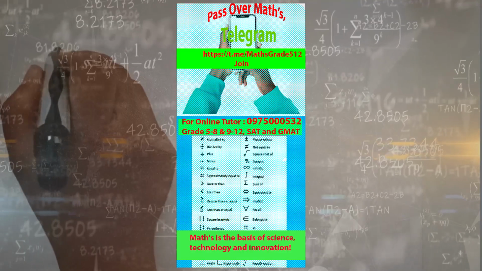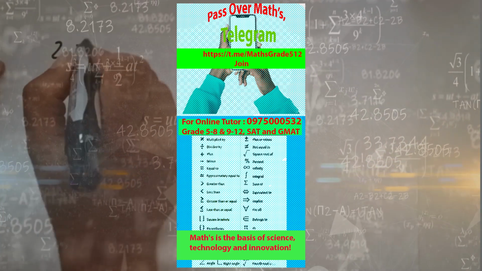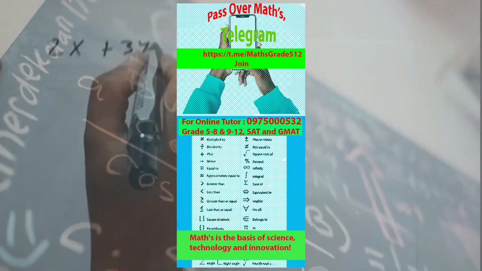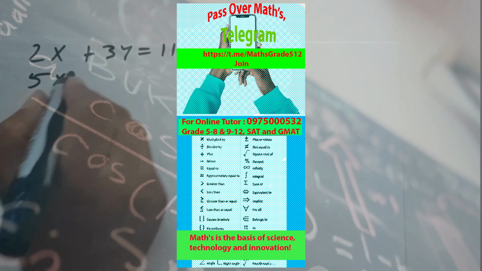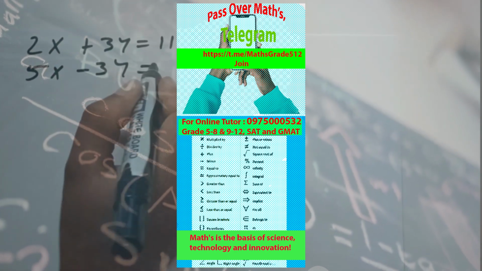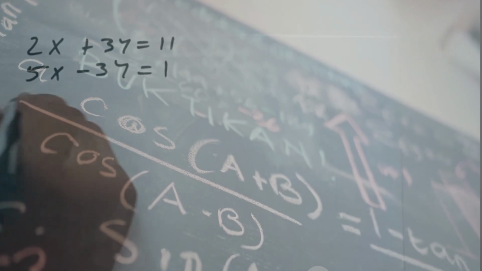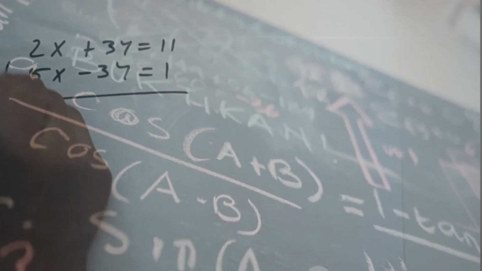If substitution is hide and seek, then elimination is like a magic trick, making one variable disappear. So how does this magic work? Let's dive in. We start with a pair of simultaneous equations. For instance, let's consider the equations 2x plus 3y equals 11, and 5x minus 3y equals 1.